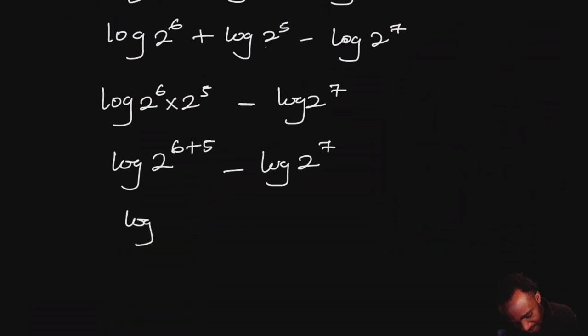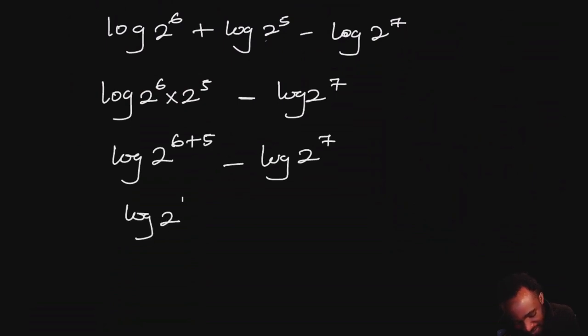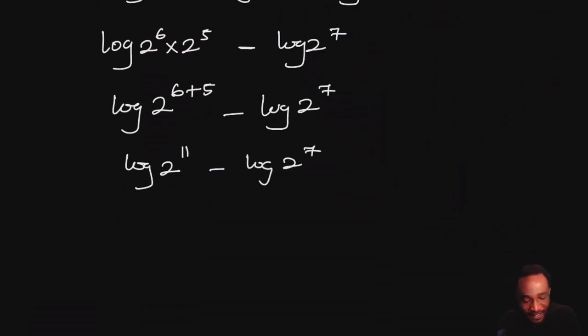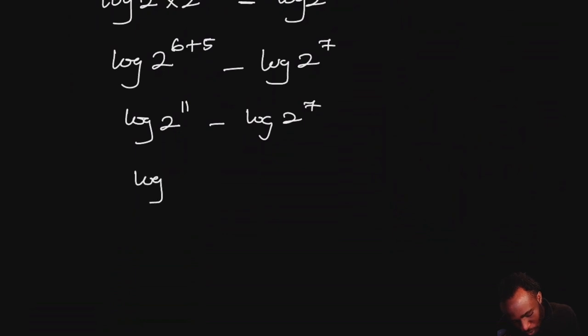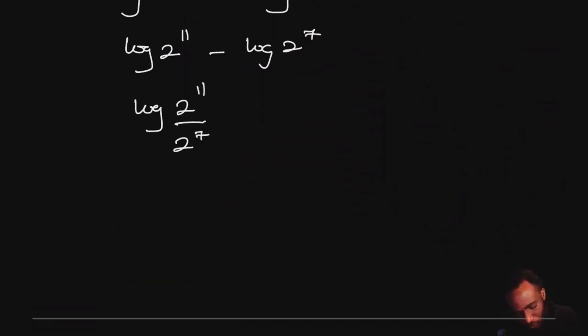And then if we simplify this further, we get log 2 raised to the power 11 minus log 2 raised to the power 7. Let's just do the logarithm side first. According to the laws of logarithms, we have a minus sign over here, so we can divide the terms. There's a reverse law. So log 2 to the power 11 divided by 2 to the power 7. And now we can utilize the indices law over here. So this is going to result in 2 raised to the power 11 minus 7.